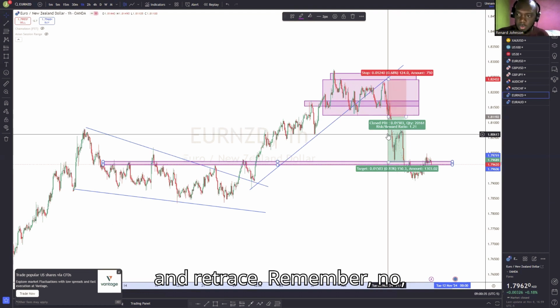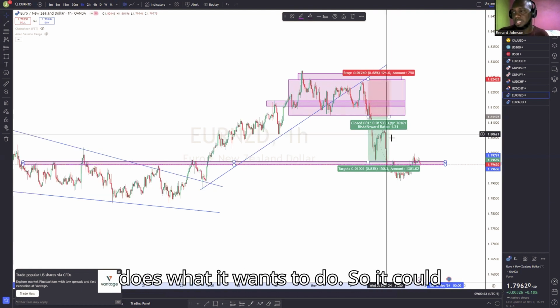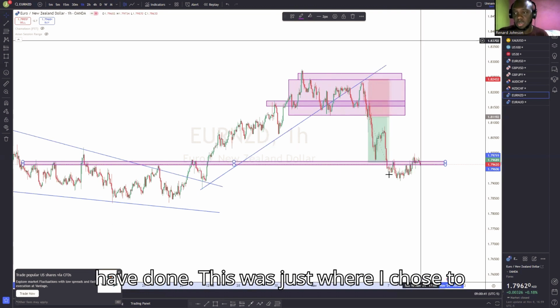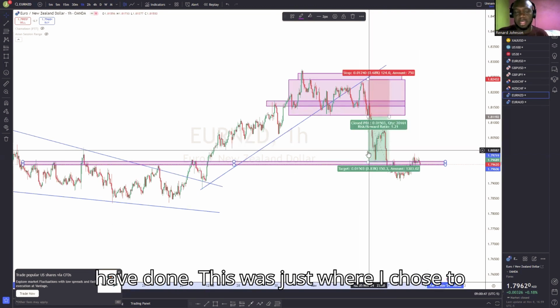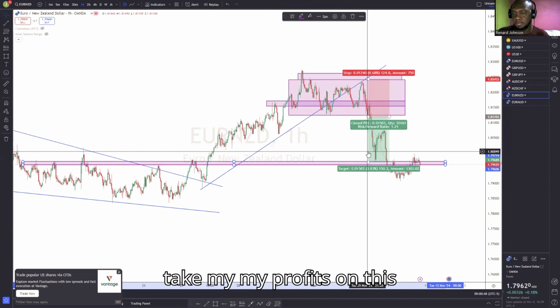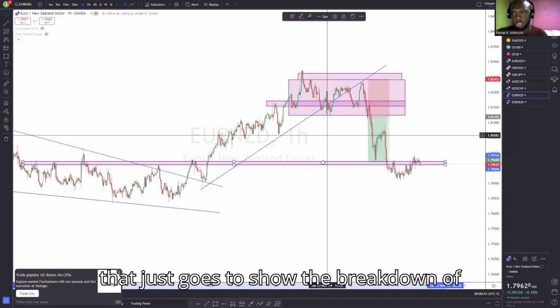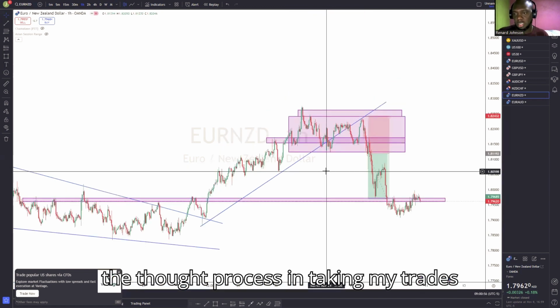Remember, we don't control the market. The market does what it wants to do. So it could have gone that way. This was just where I chose to take my profits on this trade. So that just goes to show the breakdown of the thought process in taking my trades on your NZD and your AUD.